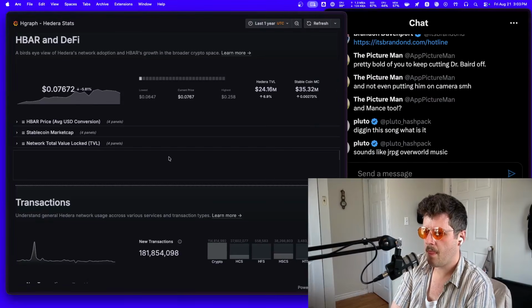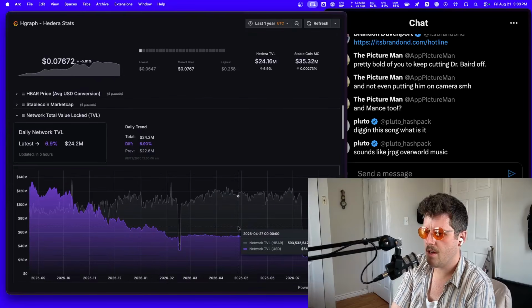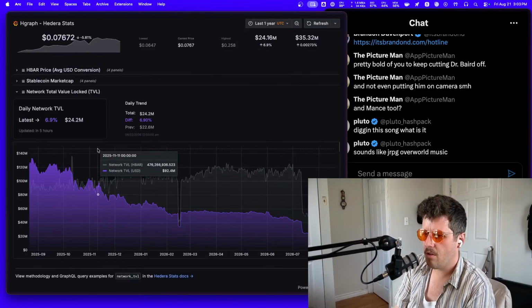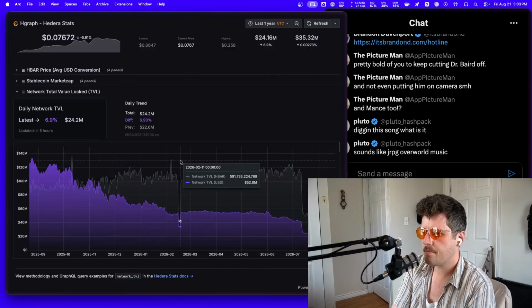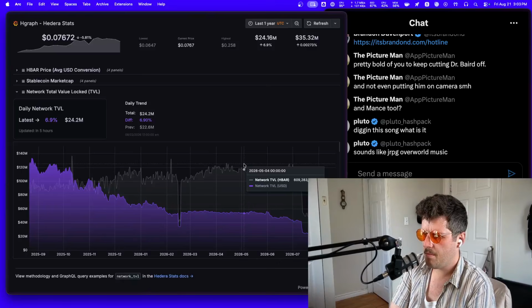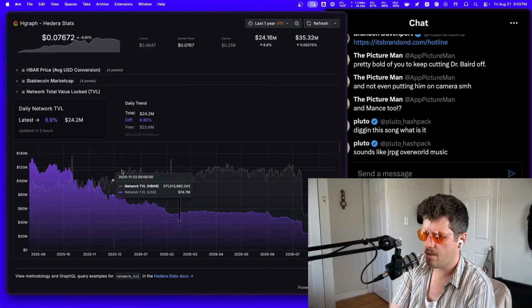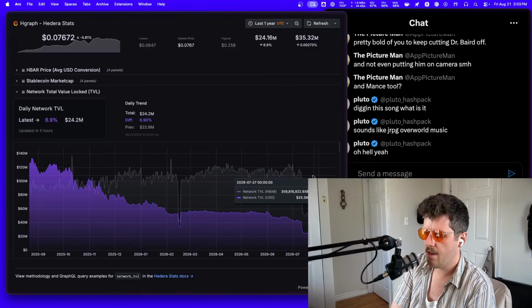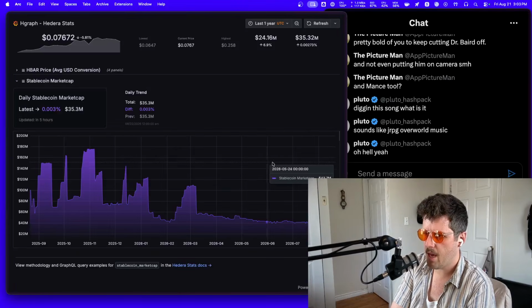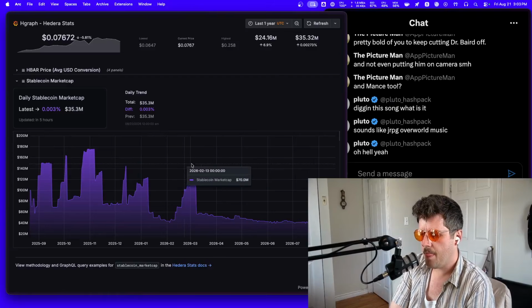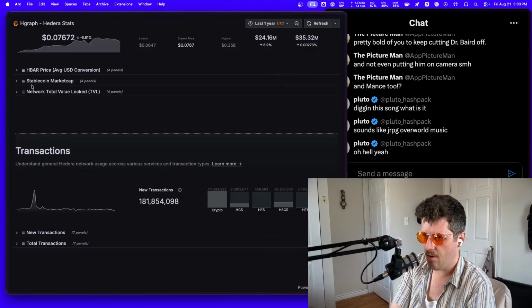right? But that's what we want to see. We want to see TVL, right? Total value locked on the network. We want to see it go up, right? The value of HBAR is going down a bit. The amount of total value locked is going down a bit. So that's been going down, right? Stablecoin market cap. How many stablecoins are on Hedera? That has been going down, right?